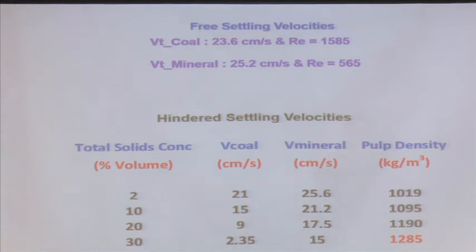Now, you see, my upward water velocity has to be monitored very closely in between these two regions, 23.6 to 25.2 centimeter per second. That is extremely difficult. That means my chances of misplaced particles in the other stream will be very high. So, my separation accuracy cannot be guaranteed.